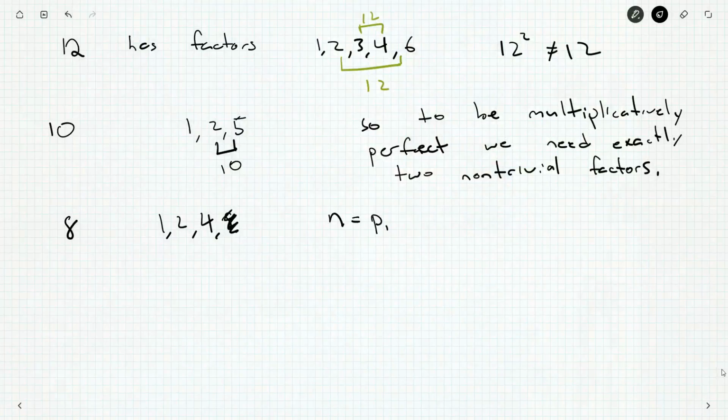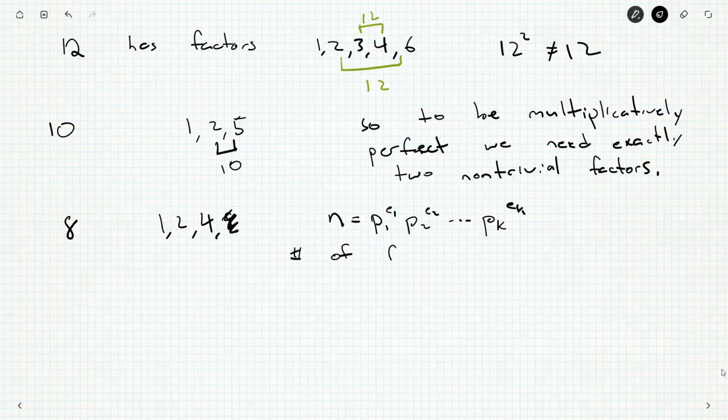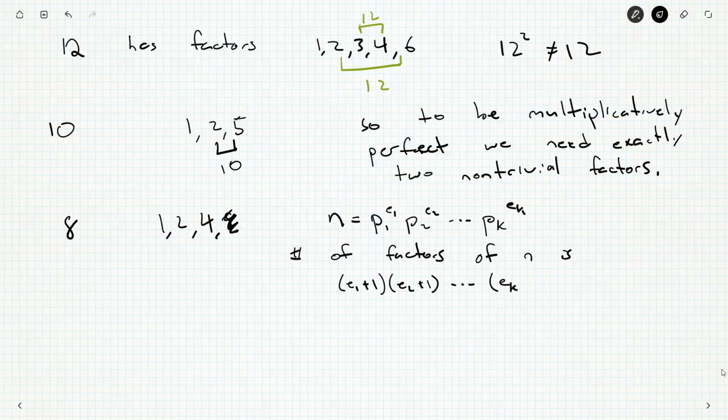For any number n, we can write it as a product of primes. 2 to the 3 times 5 to the 1, that sort of thing. We can have as many of these as we like. Here: P1 to the E1, P2 to the E2, all the way up to PK to the EK. Okay? The number of factors of n is just E1 plus 1, E2 plus 1. And we keep multiplying. For every exponent, we just add 1, and then we multiply them all together. Okay? This is the number of factors.